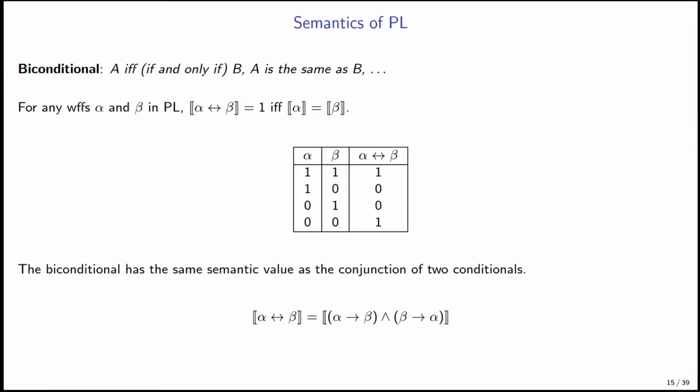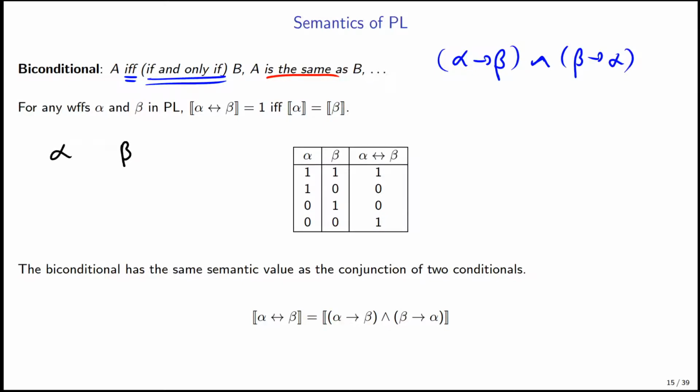So the last connective we have is the biconditional. This is A if and only if B, with two F's. This just means that we have alpha arrow beta, and we have beta arrow alpha. So in other words, it's in both directions. If is one direction, only if is the other direction. So if and only if means both directions. And in English, we can think of this as A is the same as B. So if we have two well-formed formulas, alpha and beta, we get alpha if and only if beta.